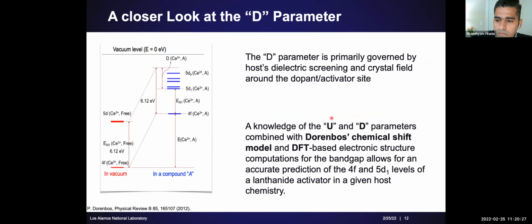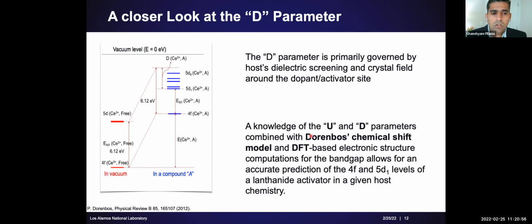Now, the situation with the 5D level is a little bit more complex. Here, moving from vacuum to a host environment A, these 5D levels not only go up, but they also split. And the relative shift of the lowest 5D level going from vacuum to a compound A relative to the 4F level is represented by the D parameter, or spectroscopic redshift.